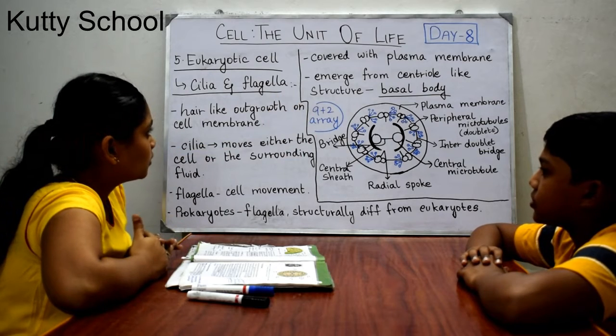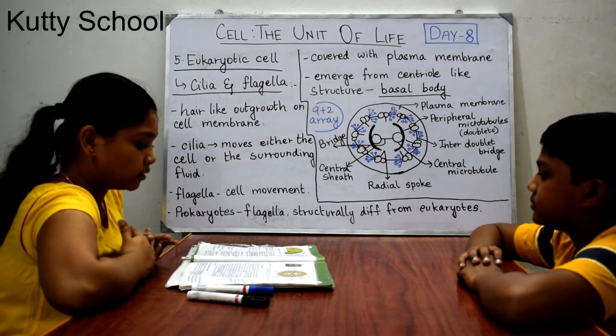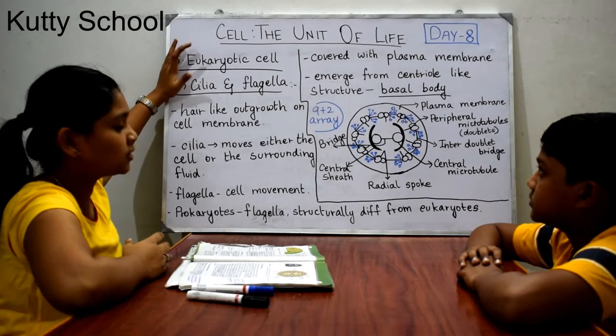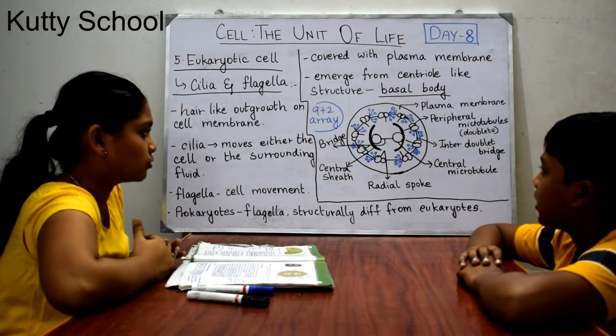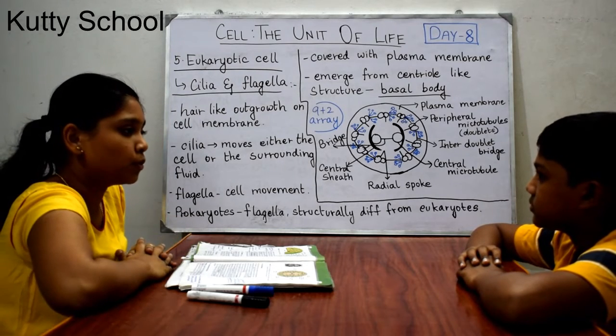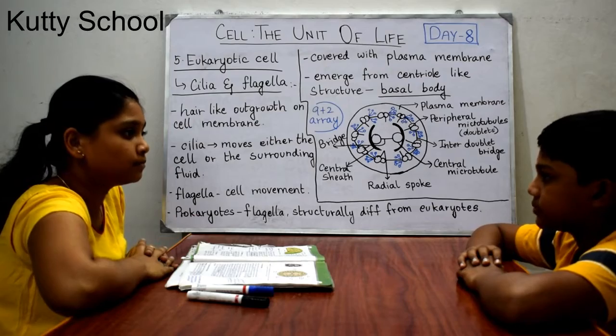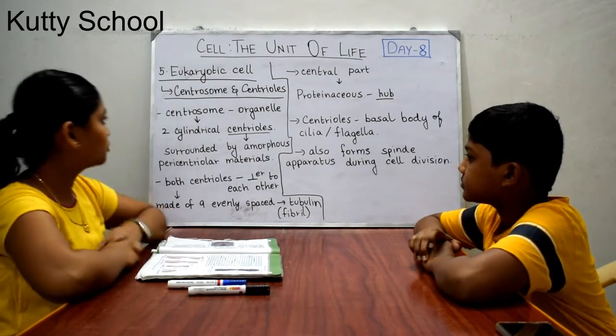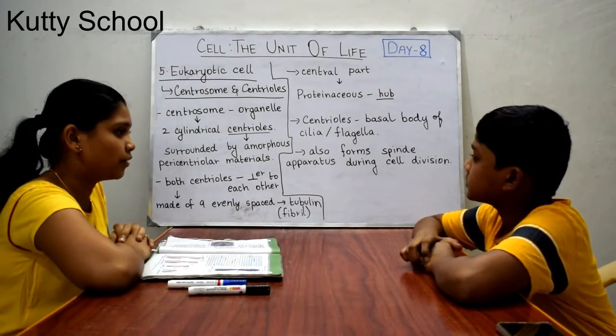This is in the eukaryotic cell; in the prokaryotic cell it is different, it has a different structure. Now we will discuss the centrosome and centrioles present in the eukaryotic cell.